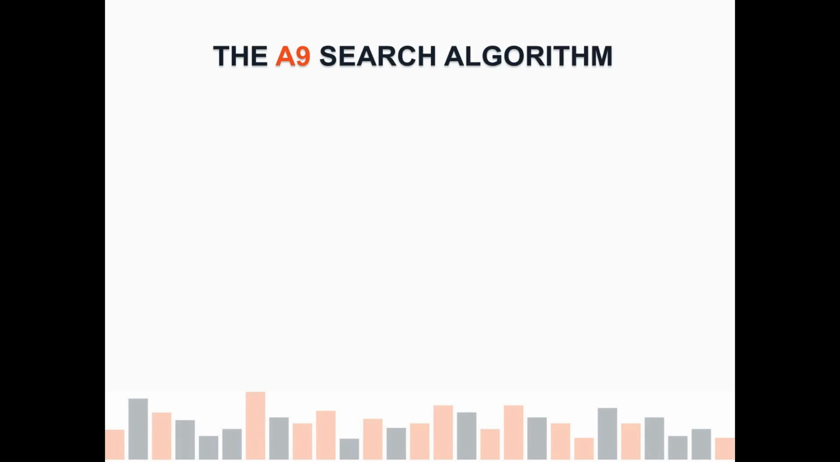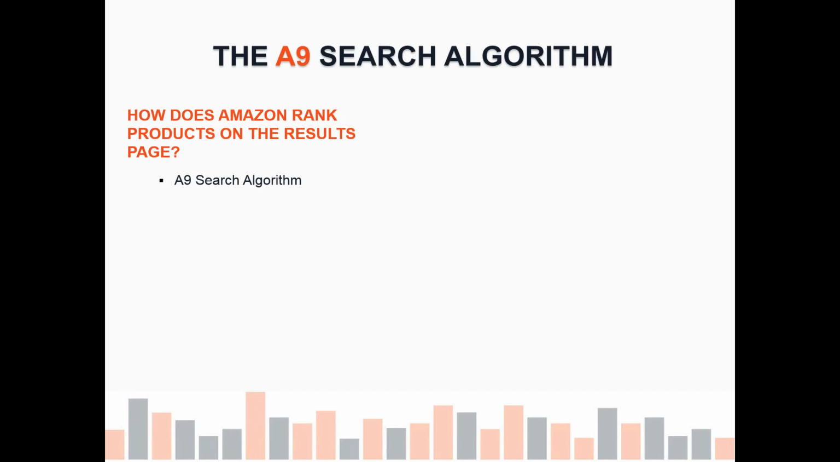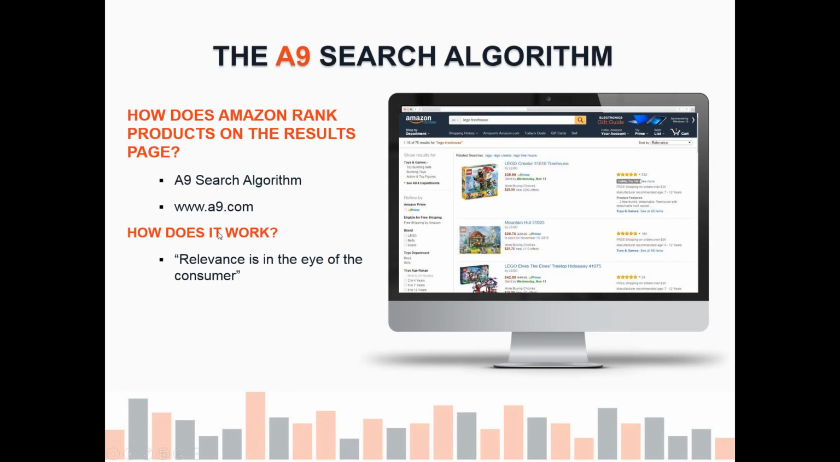So Amazon actually has its own division, the A9 team, which creates this algorithm used to rank products within its search results page. And how do they do that? Well, their algorithm, you can actually go to their website and they'll display a little bit of generic information about it. And what they tell us on their site is that it's based upon relevance in the eye of the consumer.